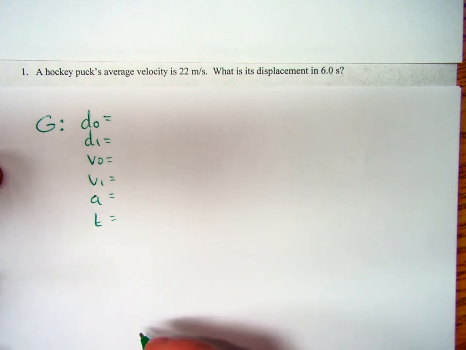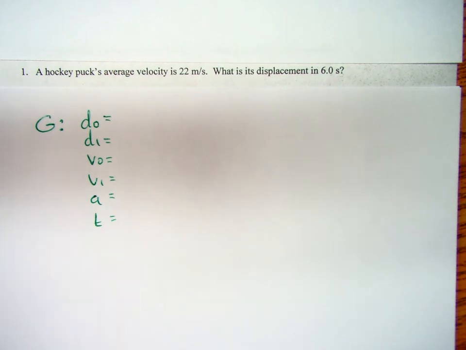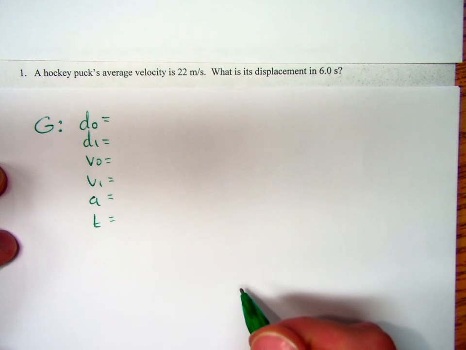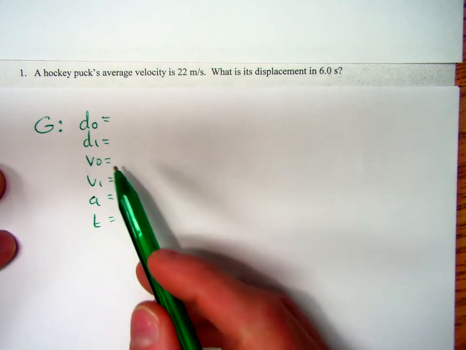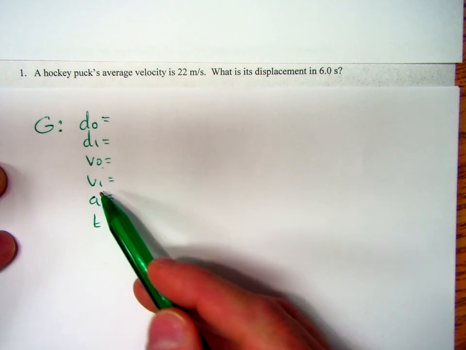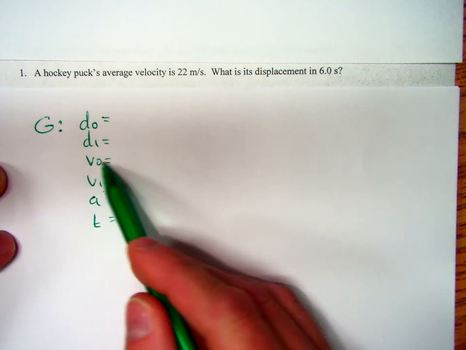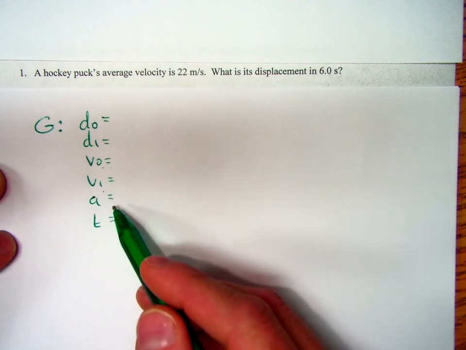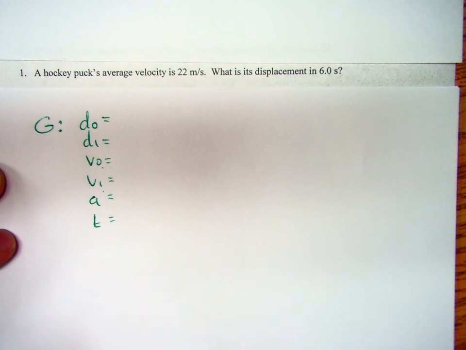And then you're going to go back and reread your problem and stop whenever you come to a given. A hockey puck's average velocity is 22 meters per second. Well, that's not the initial or the final velocity. That's the average. What that really implies is that the velocity is changing, but if you take into account all the different velocities, the average velocity would occur throughout the whole problem.